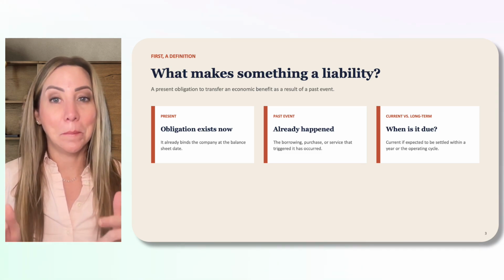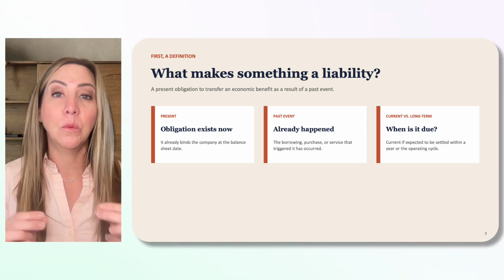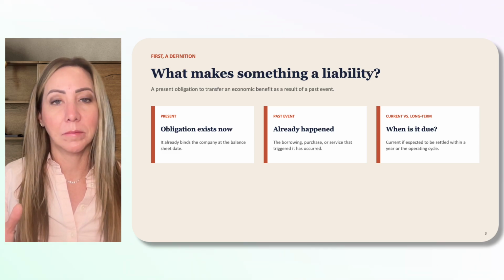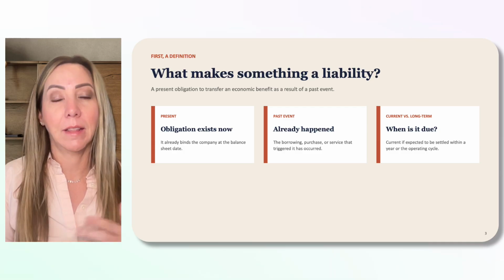That word soon matters. We classify a liability as current if we expect to settle it within 1 year of the balance sheet date, or within the operating cycle if that's longer. Otherwise, it's long-term. A short-term bank loan is a current liability.